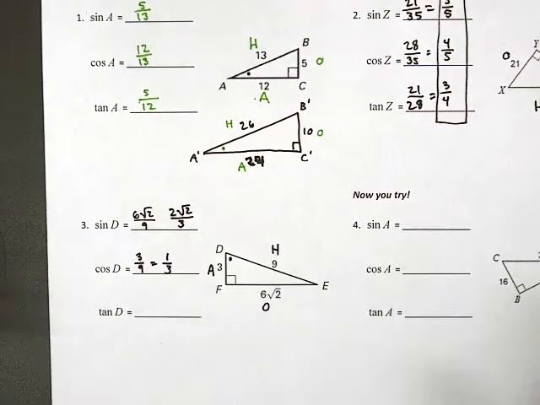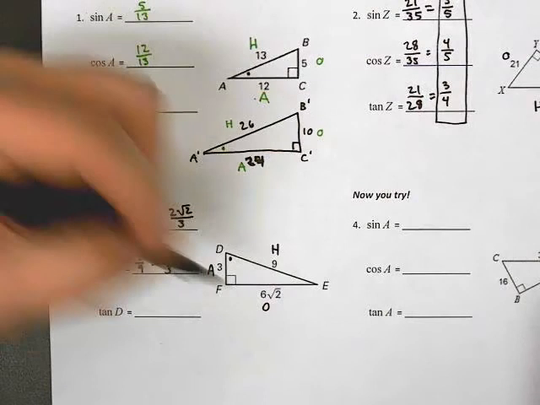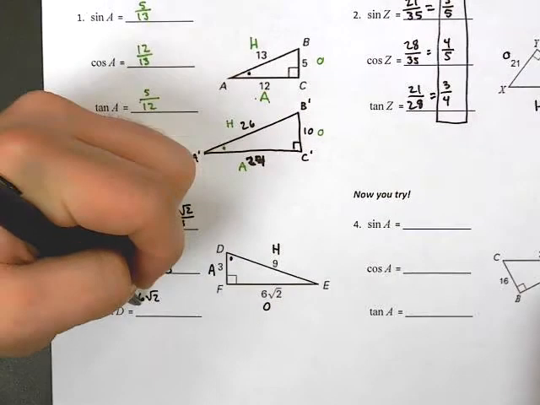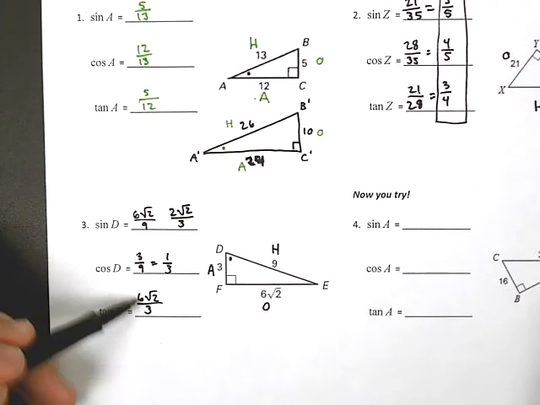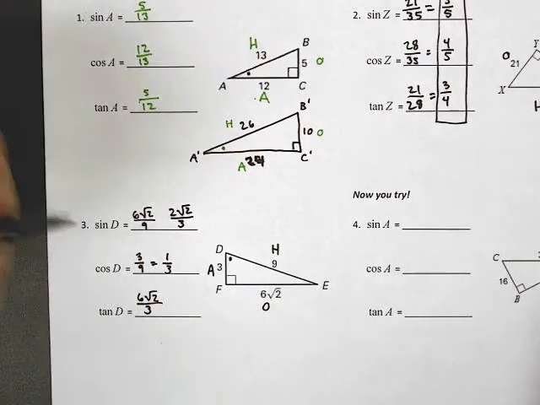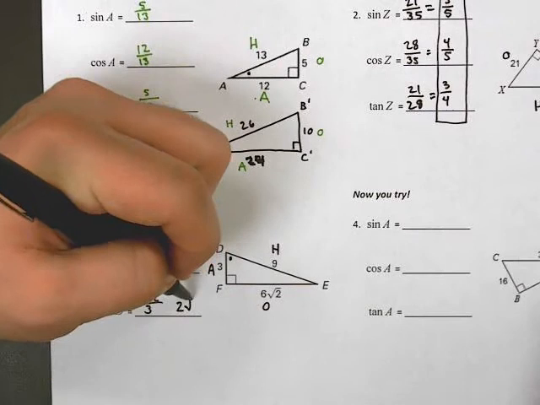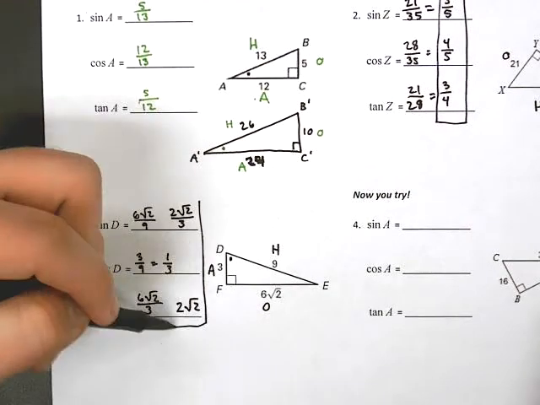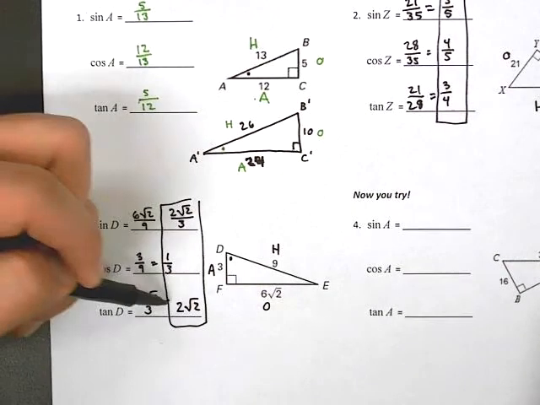Lastly, tangent, opposite over adjacent, TOA. So opposite over adjacent, and please recognize you can reduce this fraction either with your calculator, in your head, whatever, but this is 2 root 2. And so those are the answers I would be looking for.